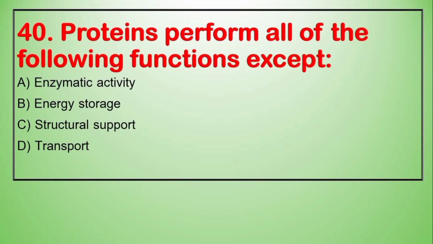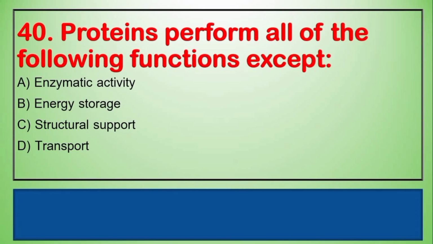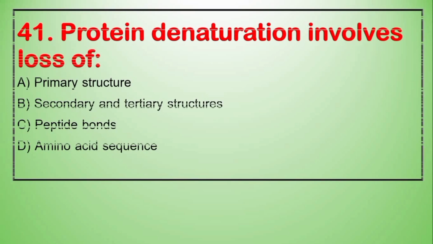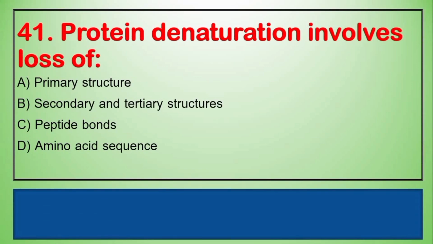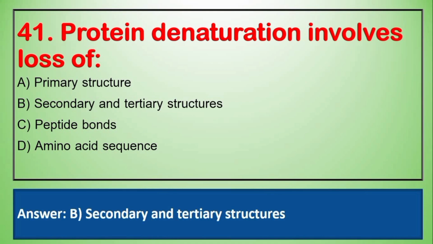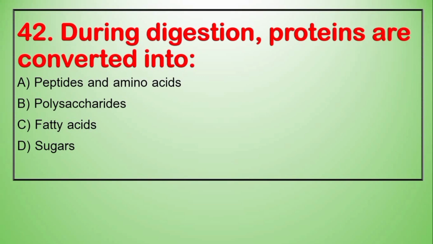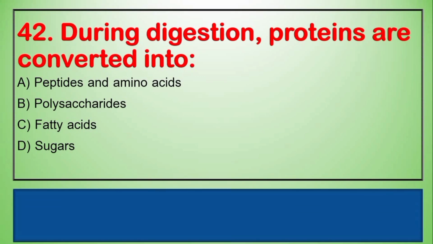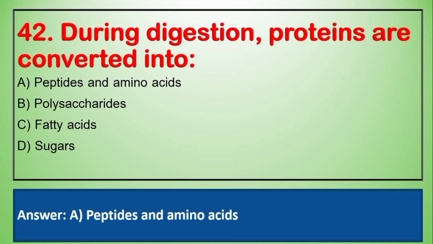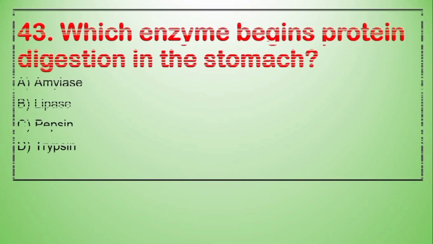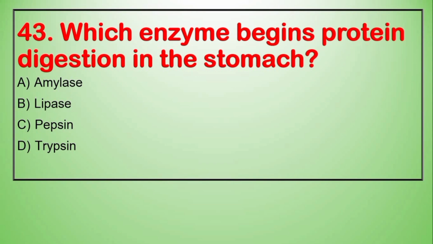40. Proteins perform all of the following functions except... 41. Protein denaturation involves loss of... 42. During digestion, proteins are converted into... 43. Which enzyme begins protein digestion in the stomach?